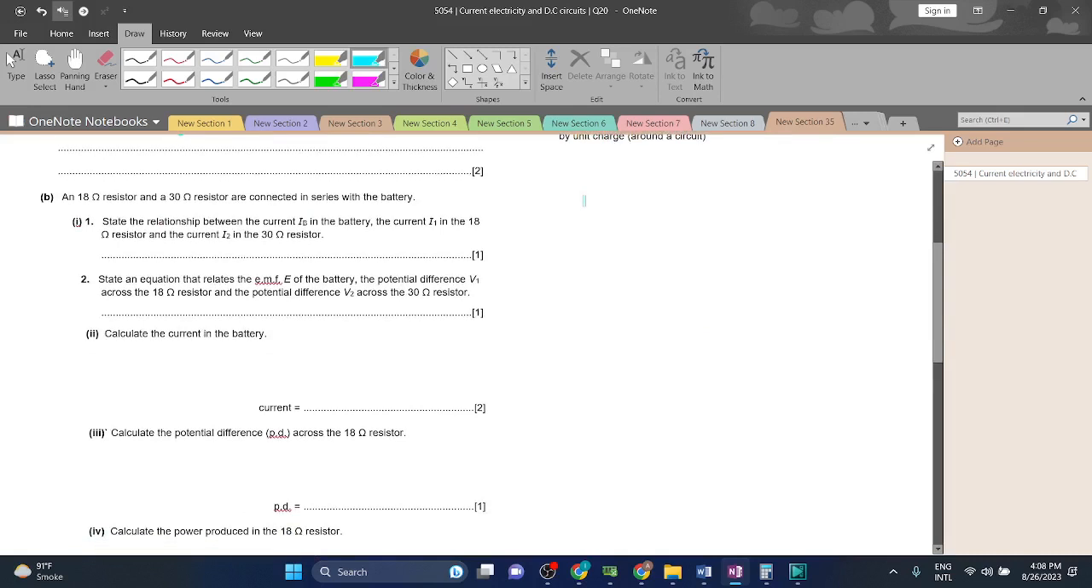Let's move on. An 18 ohm resistor and a 30 ohm resistor are connected in series with a battery. State the relationship between the current IB in the battery, the current I1 in the 18 ohm resistor, and the current I2 in the 30 ohm resistor. So the relationship between them is very simple, which is that they are equal to each other. And how are they equal to each other?